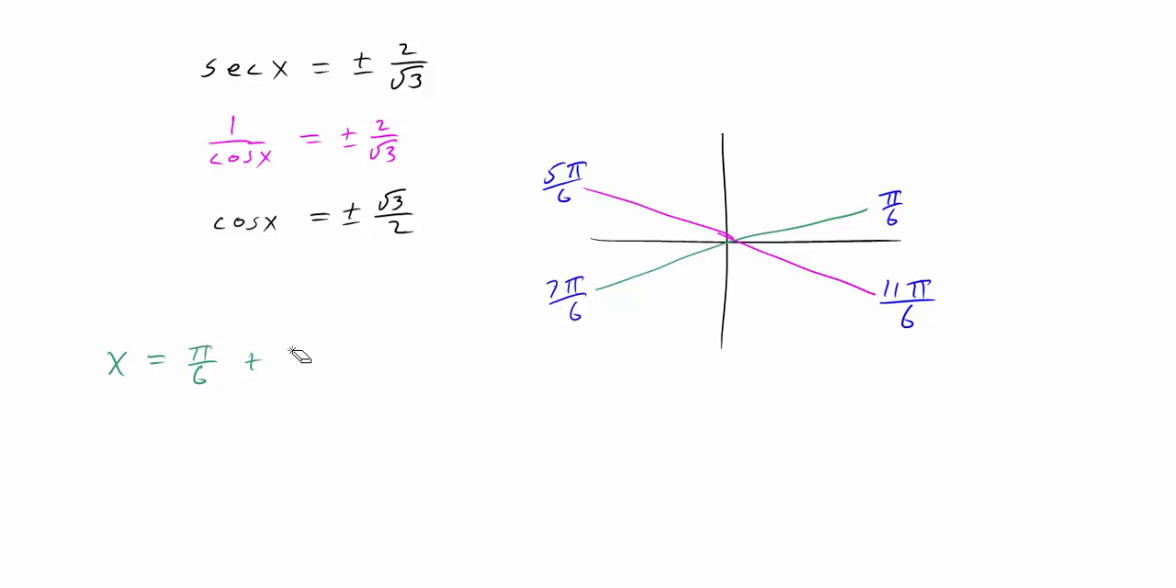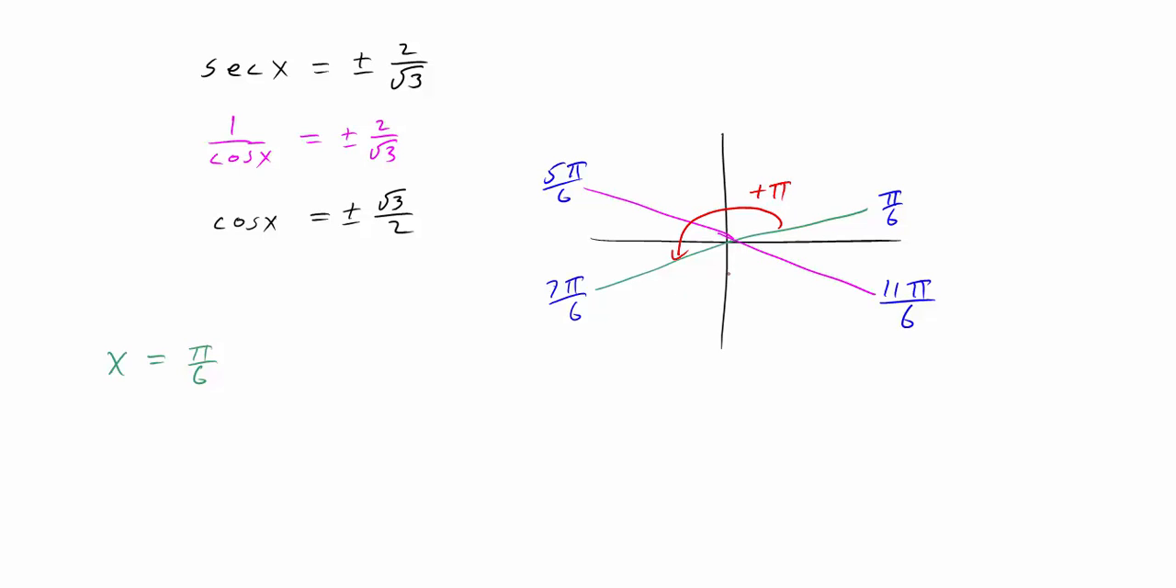But with this example, I want you to notice something here. If I look at the pi over 6, and then over here we have a 7 pi over 6, notice this green line. These two angles are right across from each other, pi over 6 and 7 pi over 6. So this distance here is actually 1 pi.